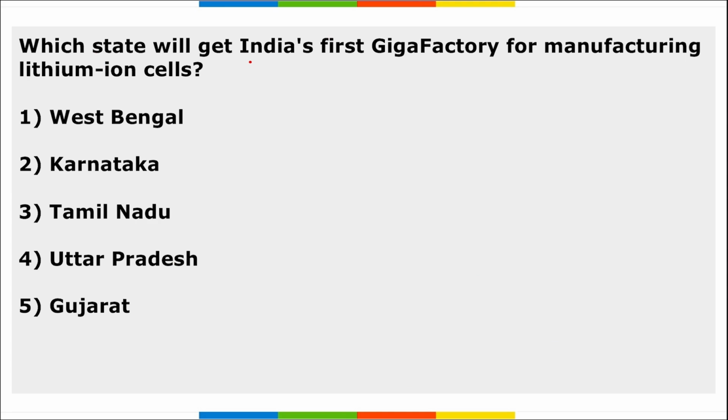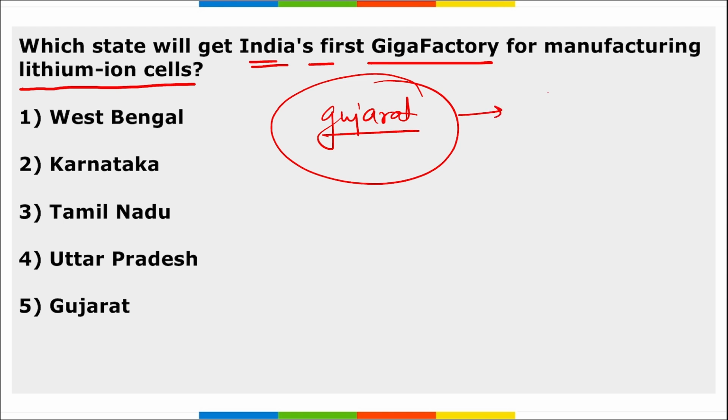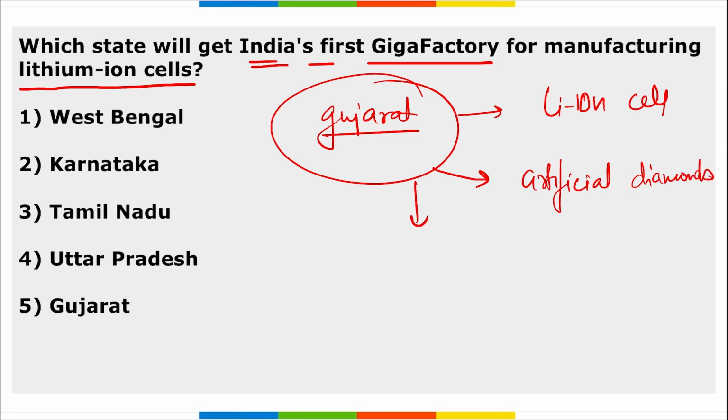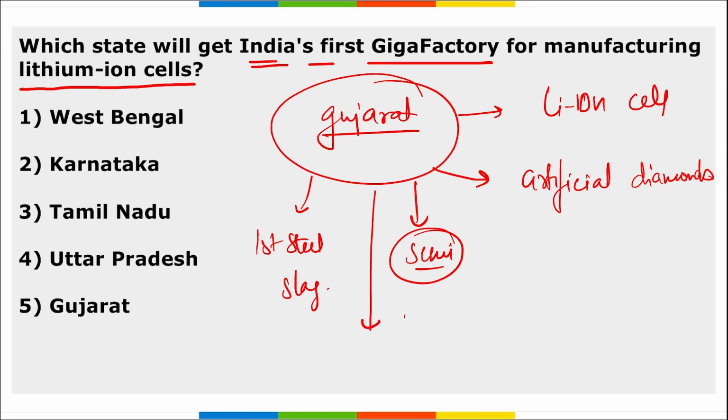Next, which state will get India's first gigafactory for manufacturing lithium ion cells? It is your Gujarat. Right? First gigafactory for manufacturing of lithium ion cells. In Gujarat only, artificial diamonds will be made. Right? In Gujarat only, it was earlier said that manufacturing of semiconductors will take place. Then in Gujarat only first steel slag road was there. Correct?